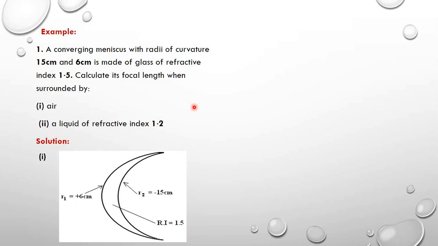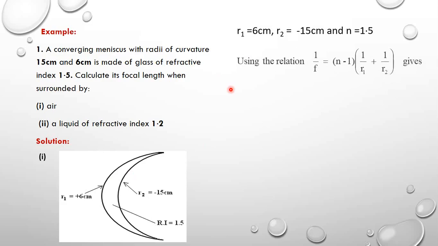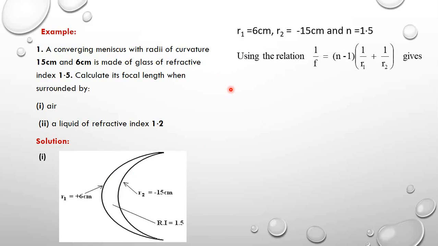So we shall use the formula to get the focal length of this lens, that is 1 over f is equal to (n minus 1) into brackets 1 over R1 plus 1 over R2. When we substitute for n with 1.5, R1 with positive 6, and R2 with negative 15, we shall have that, and therefore our f will be 20 centimeters.